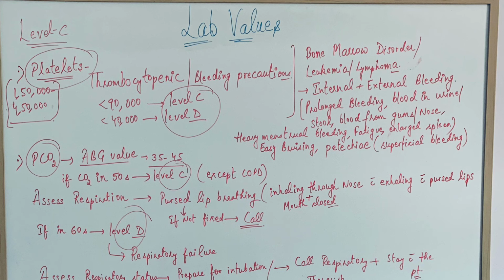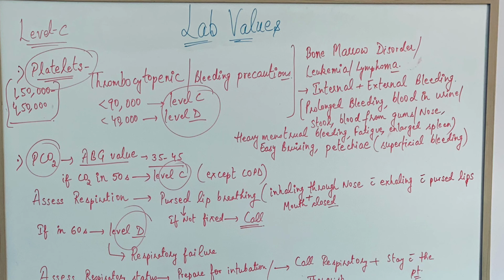Firstly, the normal value of platelets is 1,50,000 to 4,50,000, and if the count is below 1,50,000, it means we have to start bleeding precautions, or another name is thrombocytopenic precautions. If the count is less than 90,000, then it becomes level C, high priority. But if it becomes less than 40,000, it becomes level D. In that case the nurse cannot leave the patient's bedside.